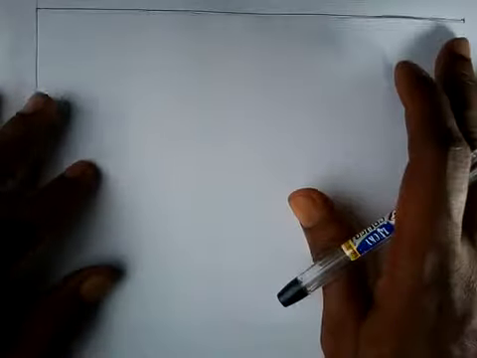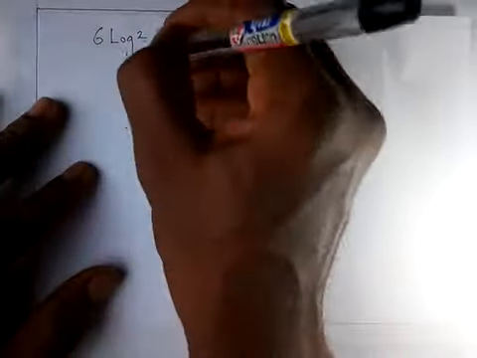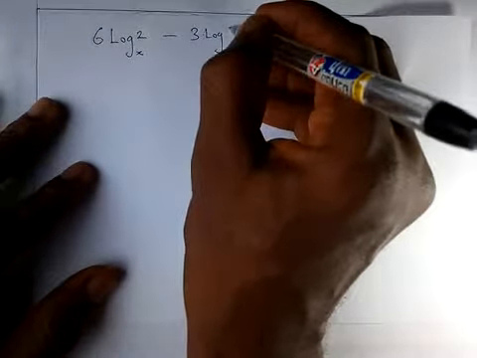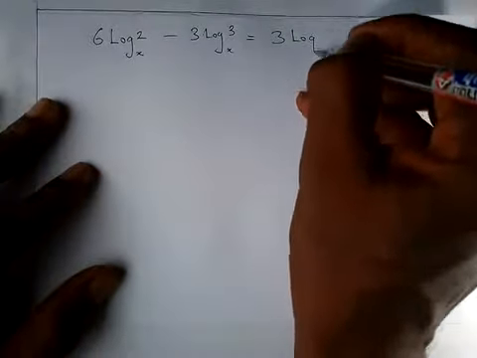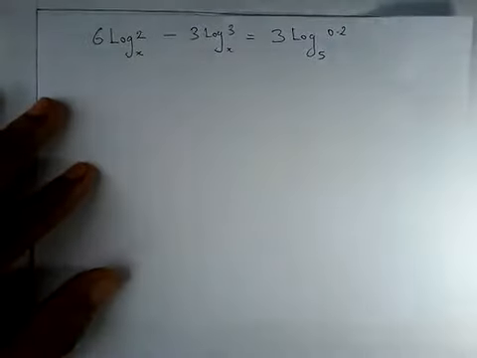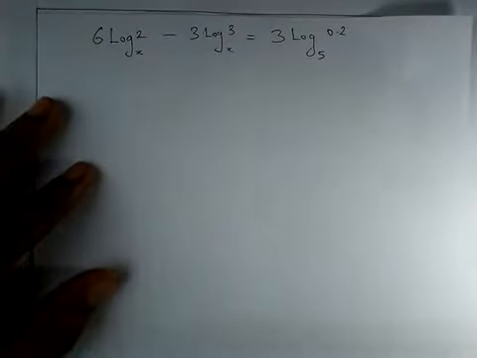We are told to also solve for s if 6 log 2 to base s minus 3 log 3 to base s is equal to 3 log 0.22 to base 5. Okay, this is in base s and this is in base 5.